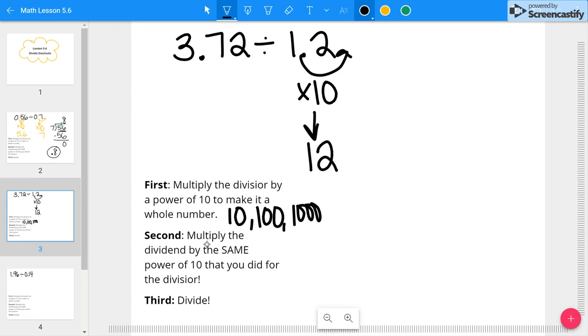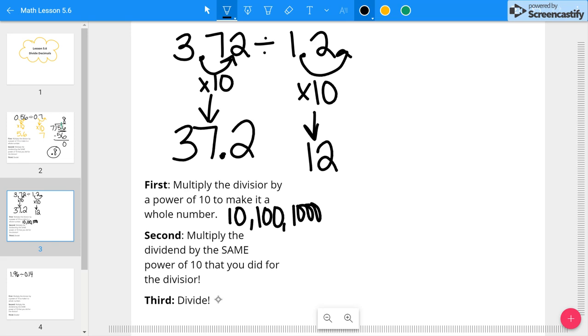So my second step is to multiply the dividend by the same power of 10 that you did for the divisor. Well, I multiplied it by 10, which meant I moved my decimal point one time to the right because I wanted it to be a larger number. So I'm going to do the exact same thing to my dividend. I'm going to move my decimal point one time, which meant I multiplied it by 10. So now my new dividend is 37 2 tenths.